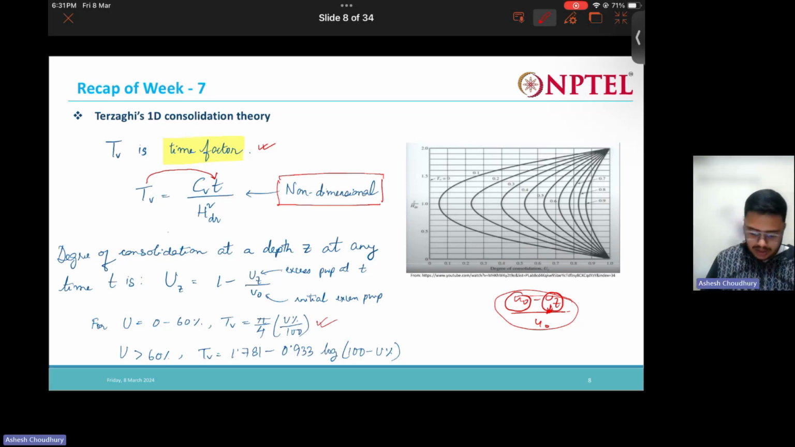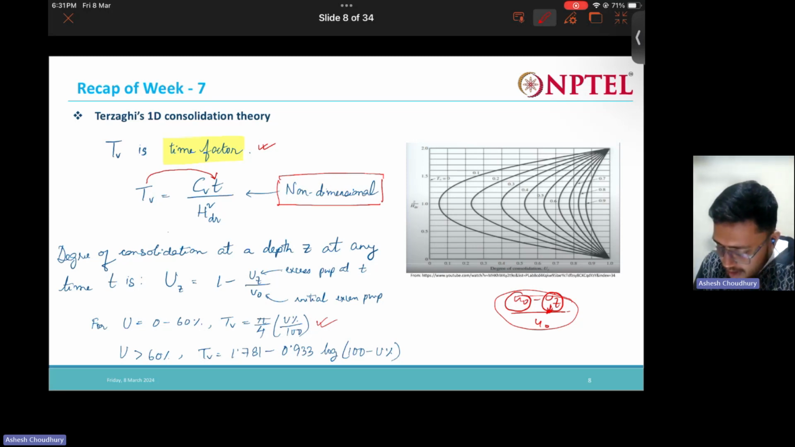These are very, very important. Please remember these expressions. If the degree of consolidation is between 0 and 60%, then TV is given by this expression. And if the degree of consolidation is greater than 60%, then TV is given by the other expression: TV = 1.781 - 0.933 log(100 - U%).